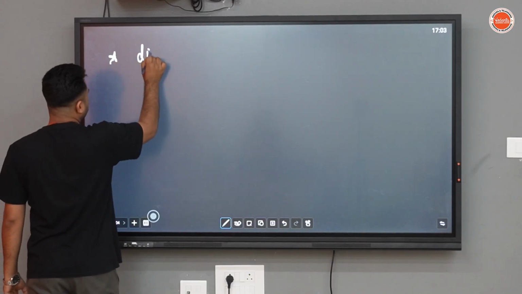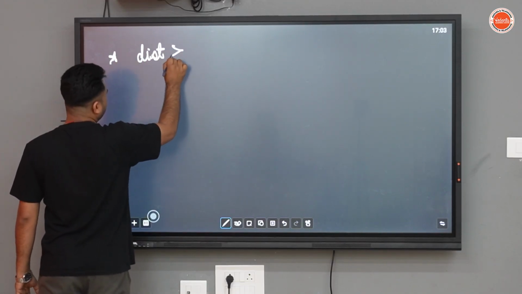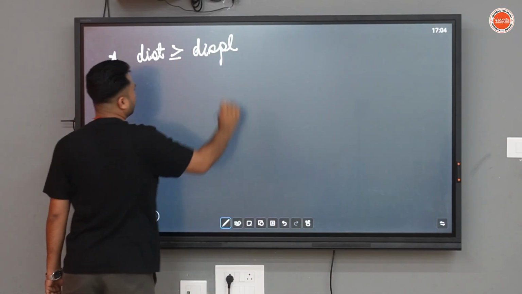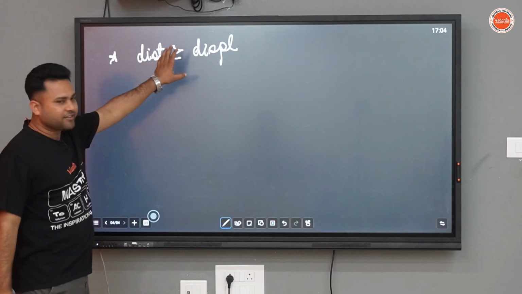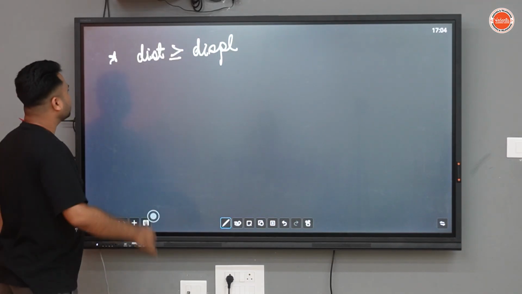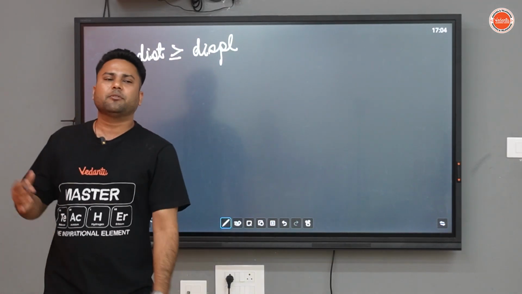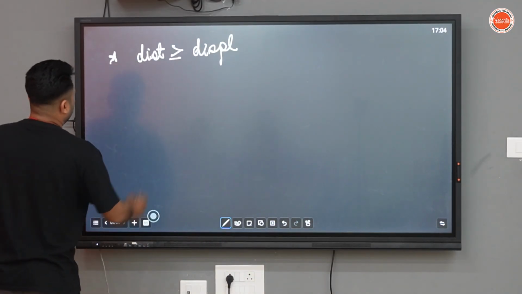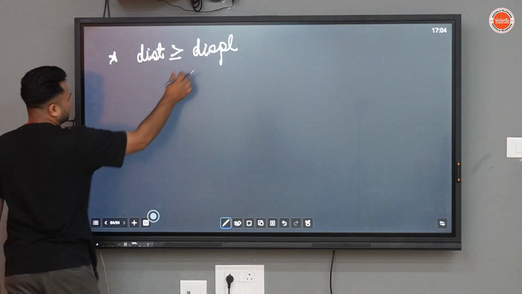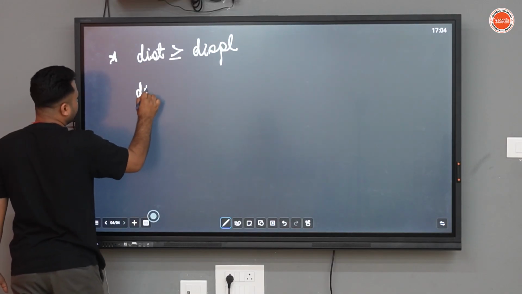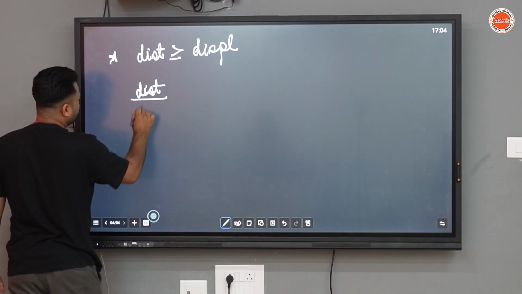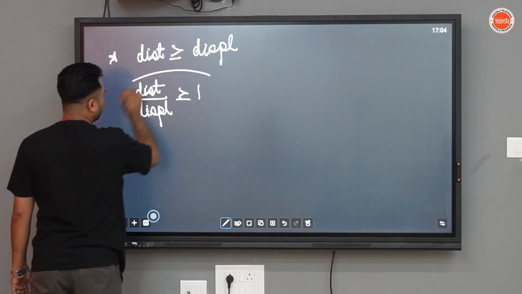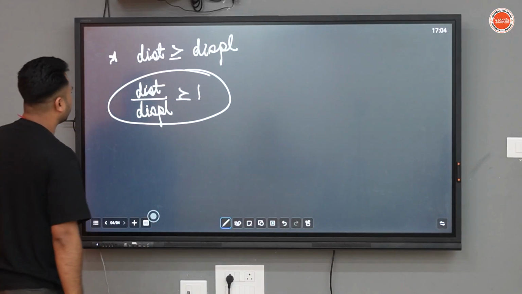Next, always remember that distance is always greater than or equal to displacement. Correct? In some of the cases you will see distance is more. In some of the cases you will see that distance is equal to displacement. If I shift this displacement this side, distance by displacement will always be greater than or equal to 1. This also you remember.